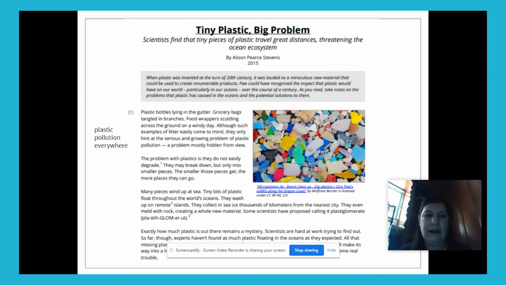So let me think. The small pieces travel. There's my annotation. Paragraph 3.